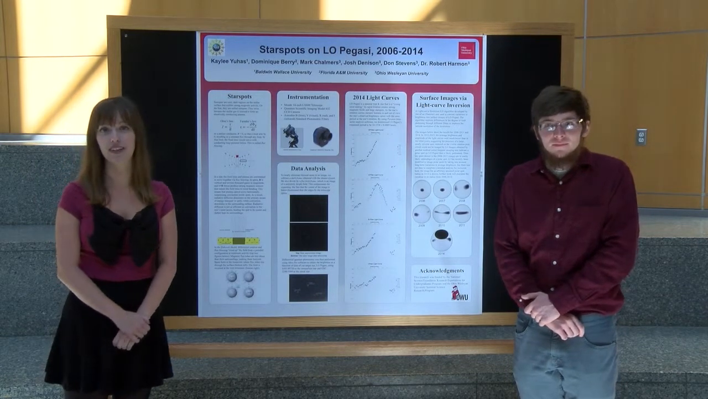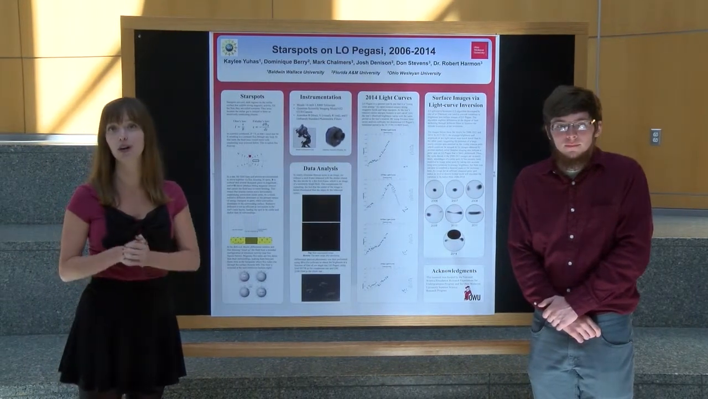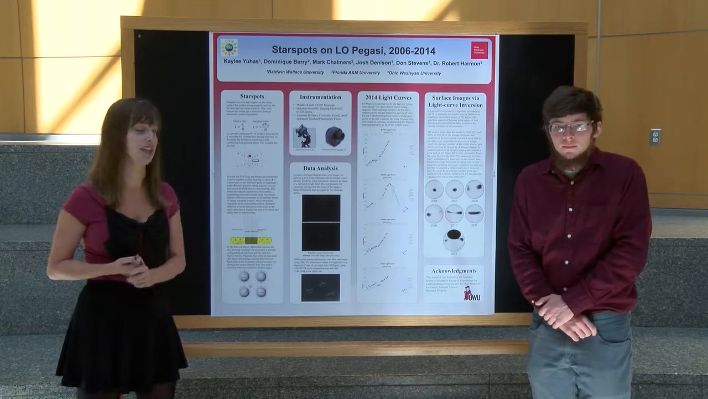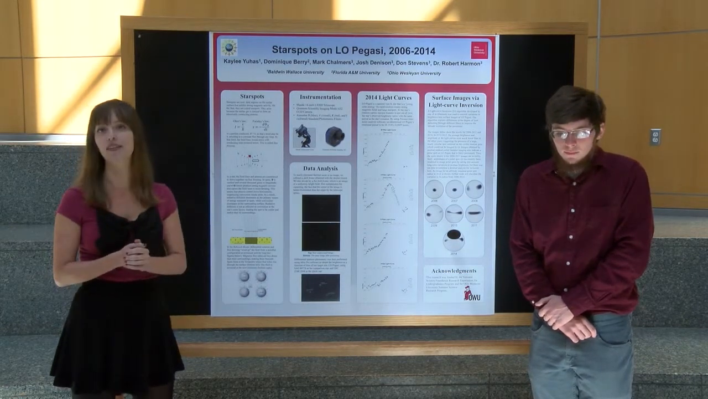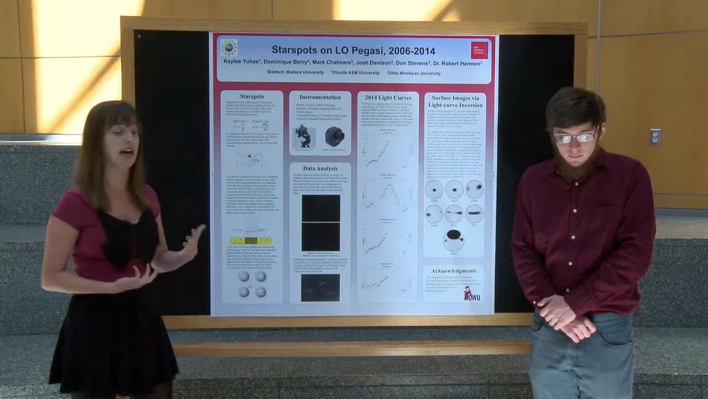And this summer we studied star spots on a star called LO Pegasi. And a star spot is a cool dark region on the stellar surface. And the physics behind it is really interesting. They form because the stellar gas in the star is ionized to create a conducting plasma.